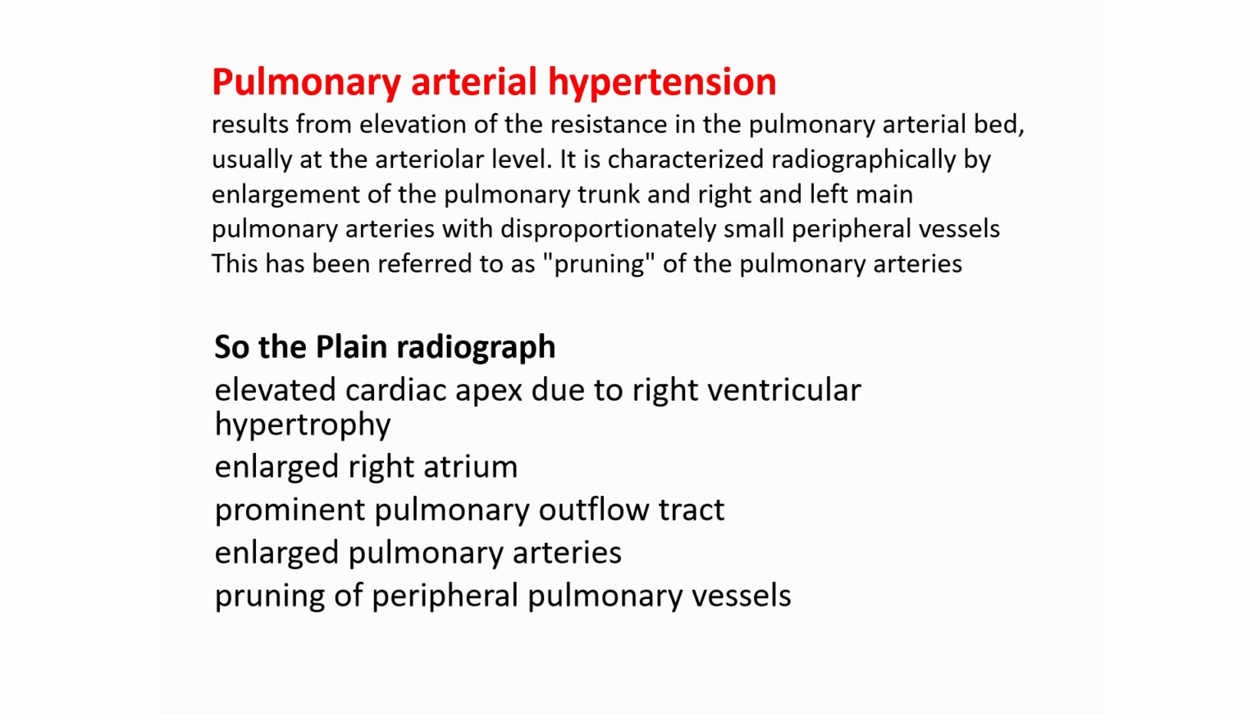On the chest X-ray, we will see an elevated cardiac apex due to right ventricular hypertrophy. This occurred because the right ventricle tries to push the blood against the resistance, so we have hypertrophy. Second, we have an enlarged right atrium due to the increase of pressure. We have a prominent pulmonary outflow tract, I mean the main pulmonary trunk, and enlarged pulmonary arteries, I mean right and left, while there will be pruning of the peripheral pulmonary vessels. I mean these small peripheral vessels. By pruning, it's just like the cut end of the small distal parts of a tree.